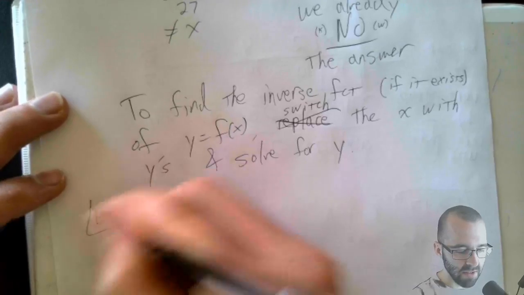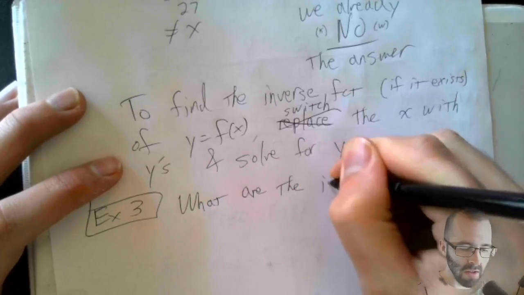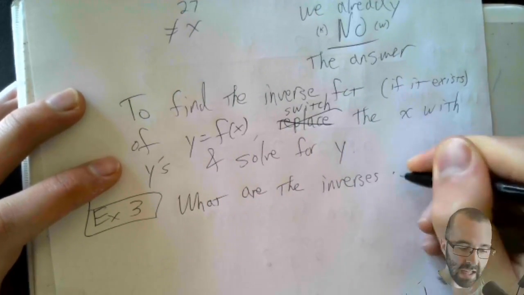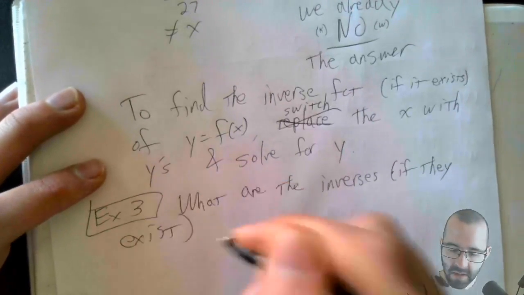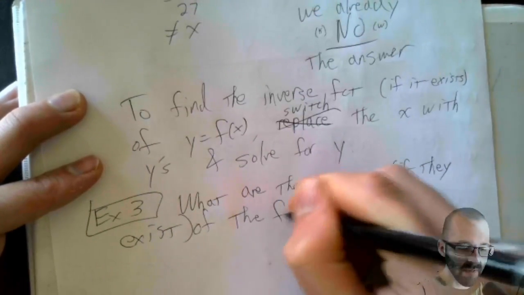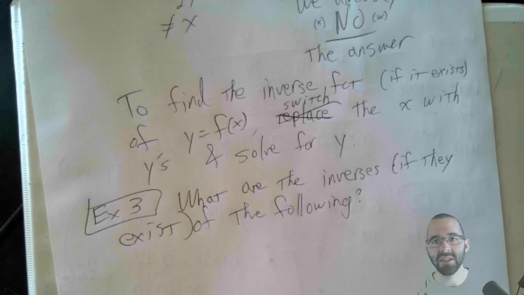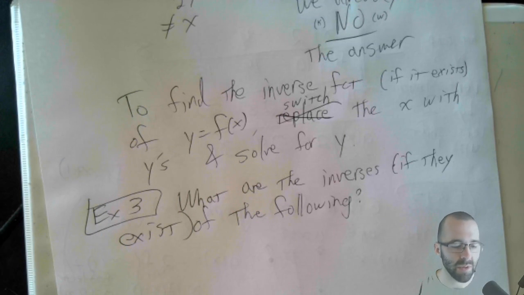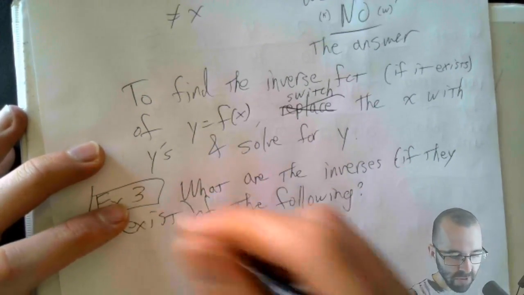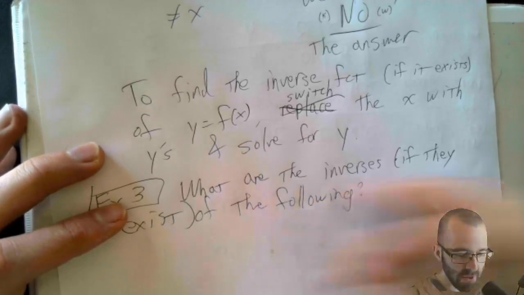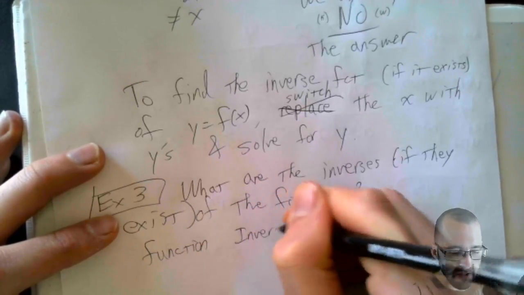Example 3. What are the inverses, if they exist, because they're not always going to, of the following? We're going to go through all of our toolkit functions. So again, a little bit more review for the quiz today, implicit review. Okay, so we're going to make a table, and we'll fill in the table, and we'll do the problems off on the side. So function, inverse.